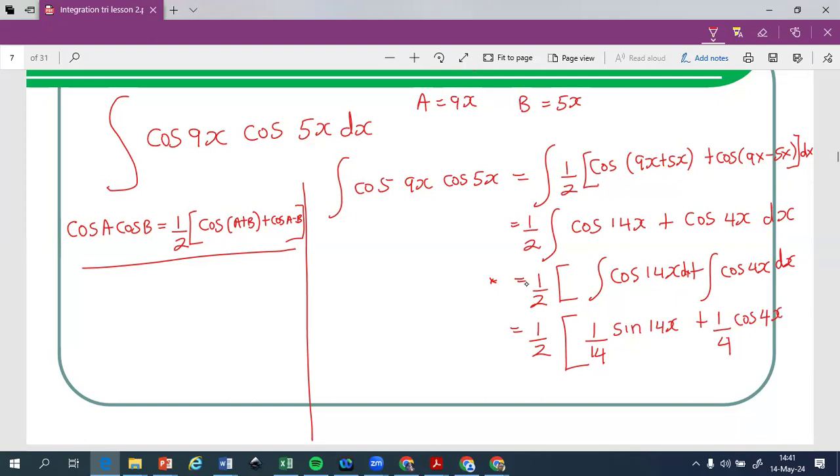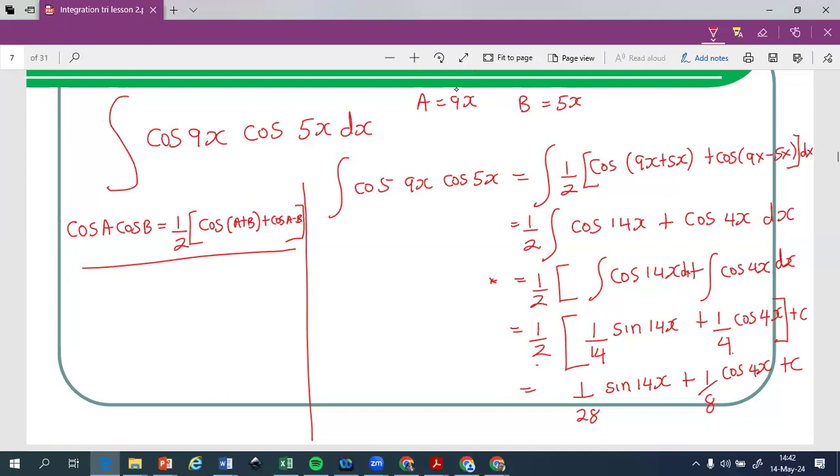4x. Then what is remaining is plus c. Then you can bring in the half. So when I bring in the half, I'll have 14 times 2, which gives us 28. So we shall have our 28 sine of 14x, plus this half multiplies also this quarter. So you end up with 1 out of 8 cos of 4x, then plus c.